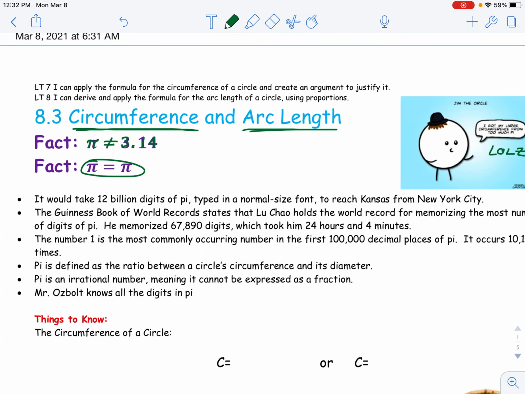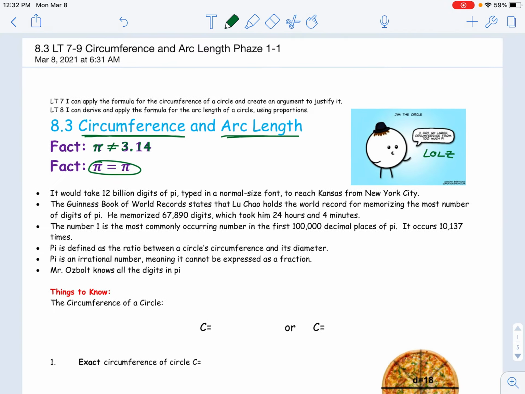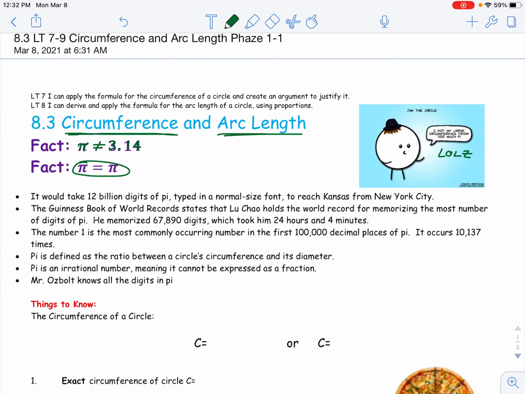And here's some fun facts about pi. It would take 12 billion digits of pi typed in a normal size font to reach Kansas to New York City. The Guinness Book of World Records states that Lu Chao holds the record for memorizing the most digits of pi. He memorized over 67,000. It took him 24 hours and 4 minutes. The number 1 is the most commonly occurring number in the first 100,000 decimals of pi, occurring over 10,000 times.